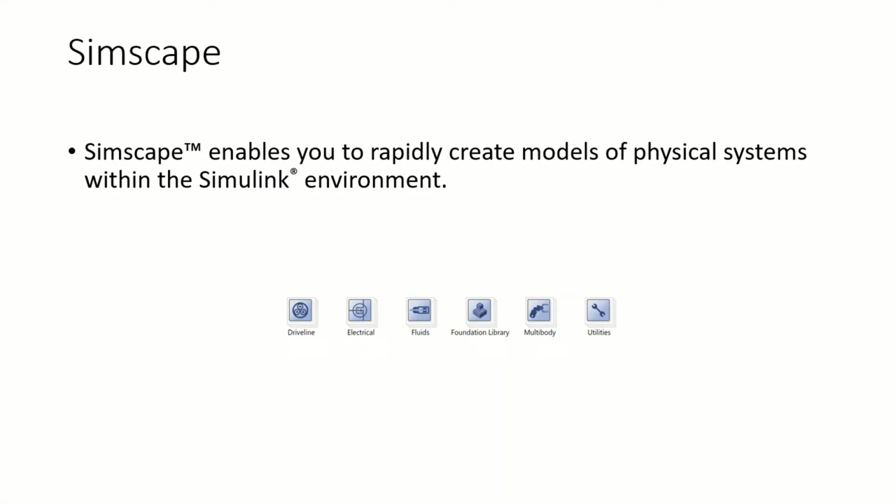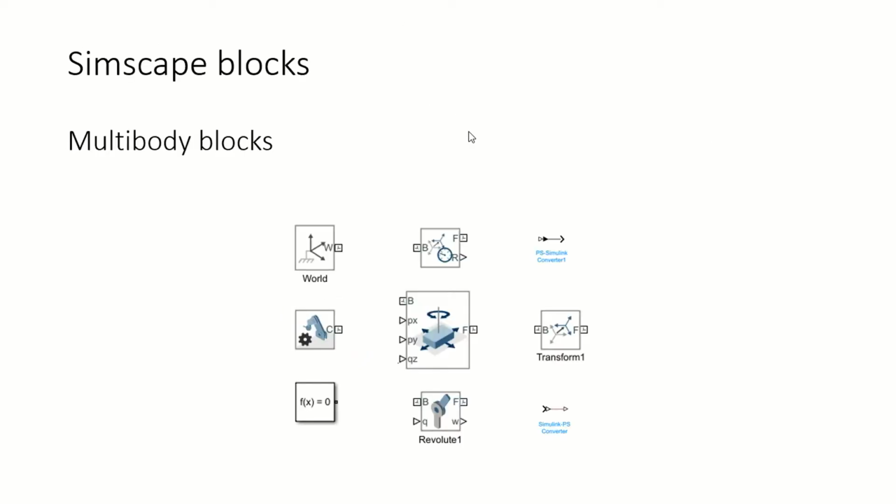In this section, I'm going to talk about what is Simscape and which blocks were used. Simscape enables you to rapidly create models of physical systems within the Simulink environment. It has 6 categories: driveline, electrical, fluids, foundation library, multibody, utilities. I used multibody blocks in my project.